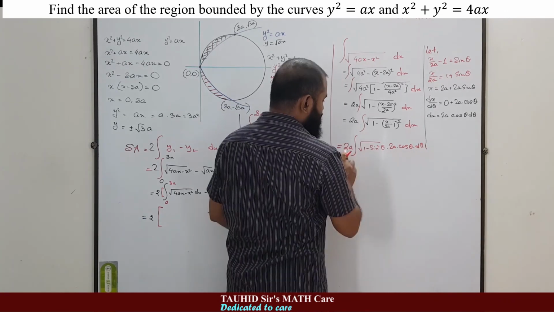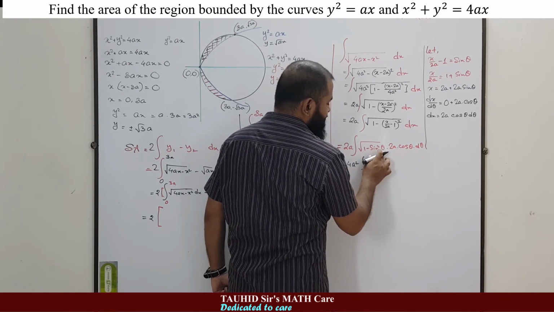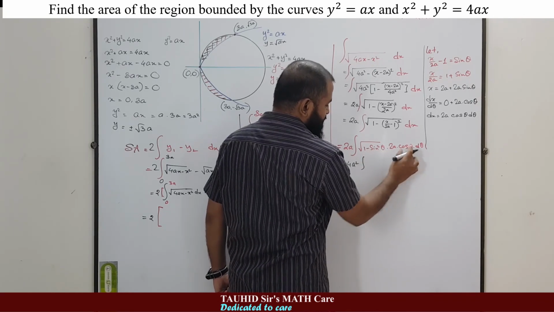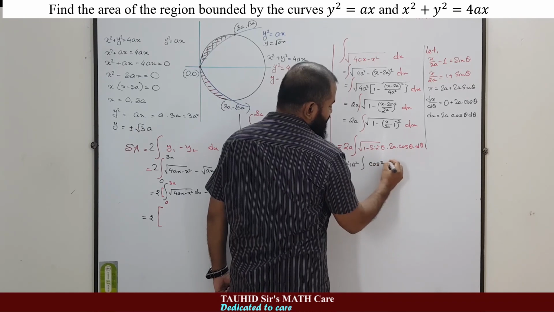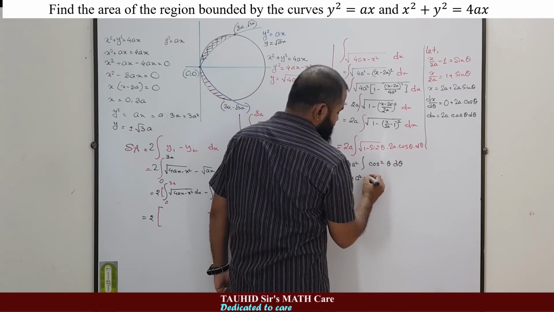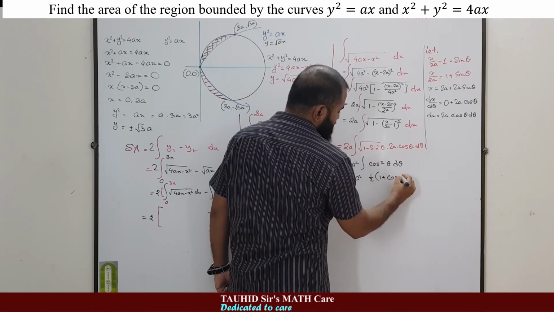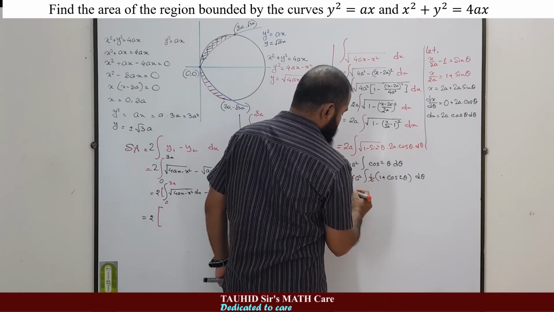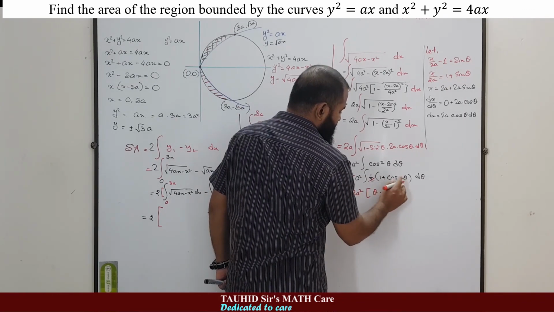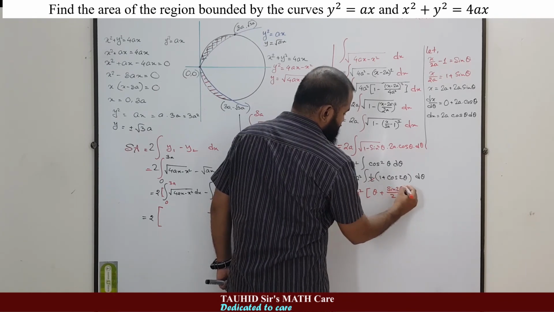2a into 2a, 4a square, integration of 1 minus sine square theta, that means cos square theta, root, that means cos theta, into another cos theta, so cos square theta dθ. 4a square, cos square theta means half, 1 plus cos 2 theta, equal to 2a square. After integration, 1 means theta, plus cos 2 theta, after integration, we get sine 2 theta by 2.